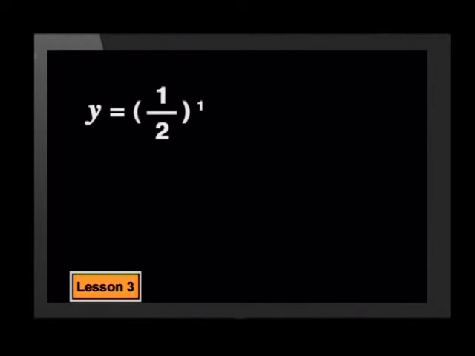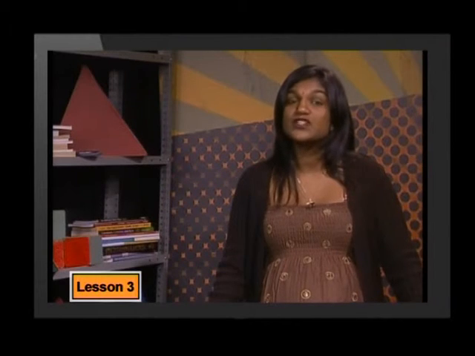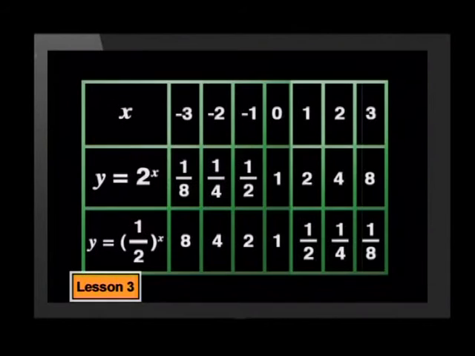For x equal to 1, we can use this form of the equation again. A half to the power of 1 is a half. A half to the power of 2 is 1 divided by 4, which is a quarter. Then for x equal to 3, a half to the power of 3 is 1/8. Now compare these y values with the y values for y equals 2 to the x.